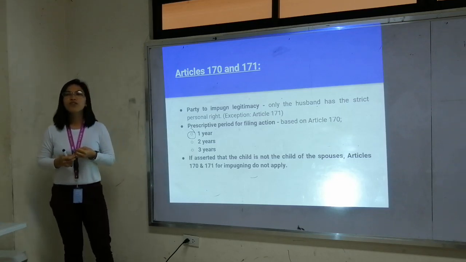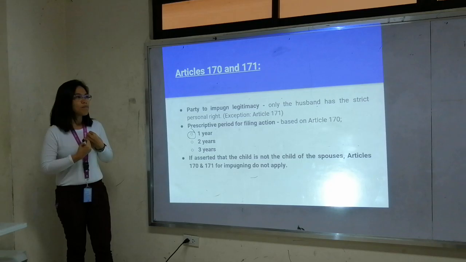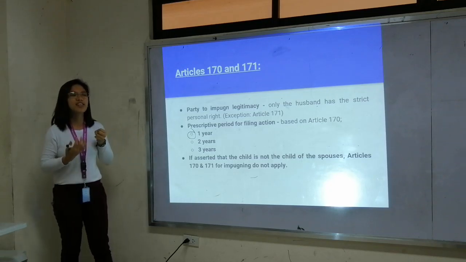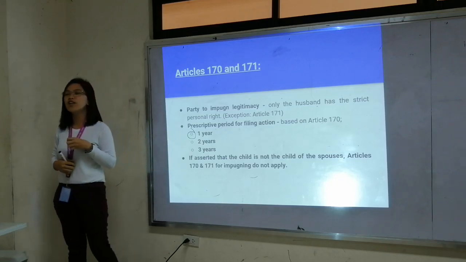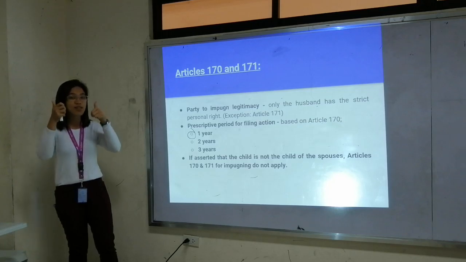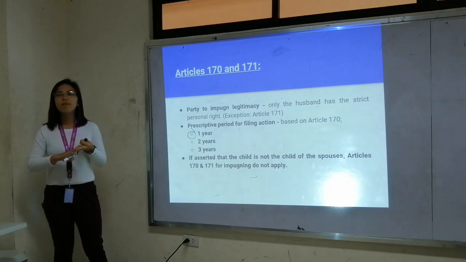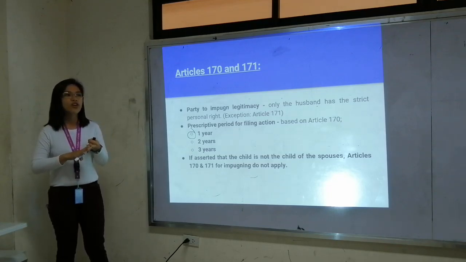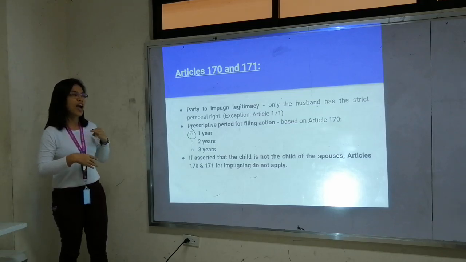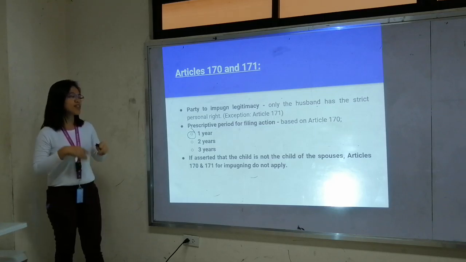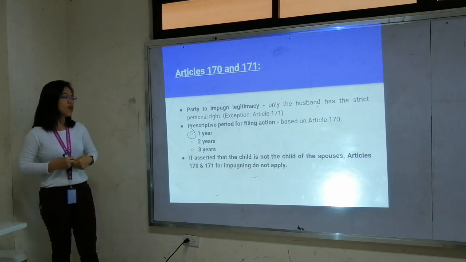And then second, if the husband died and he already filed a complaint but never desisted, meaning he did not withdraw the complaint he filed within the prescriptive period, the heirs of the husband can continue the impugning of legitimacy. And then next, the third, if the baby was born after the death. So the death of the presumed father came before the baby was born. So, the heirs can question or impugn the legitimacy of that baby.